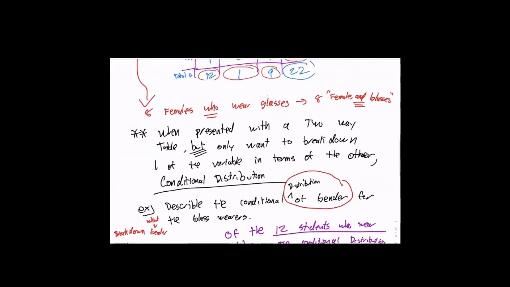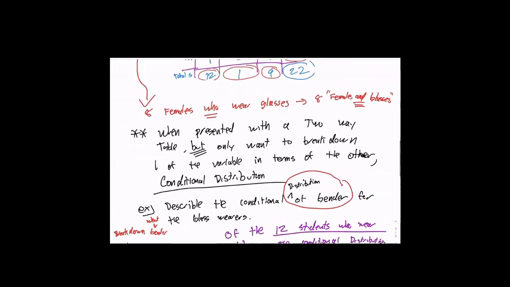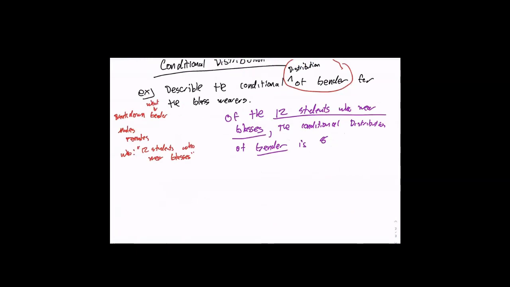Don't worry, that's going to go away. See, it went away. 8 males, oh wait, was it male? 8 females and 4 males. That is a perfect answer. So when I talk about conditional distribution, ask yourself the distribution of what? That what is what you need to break down.